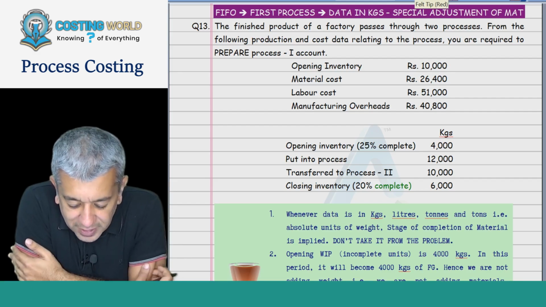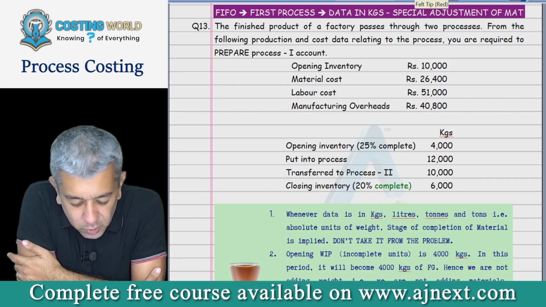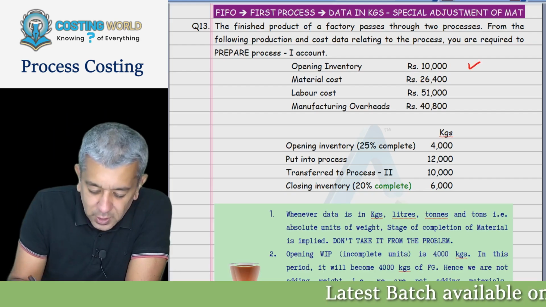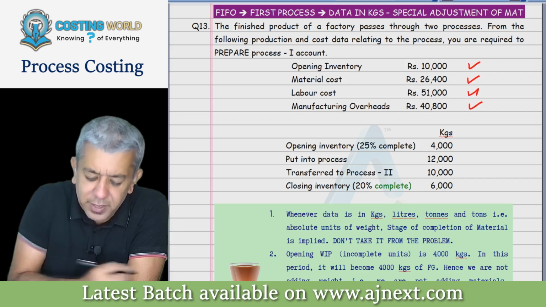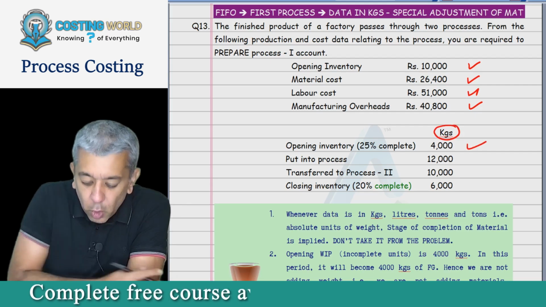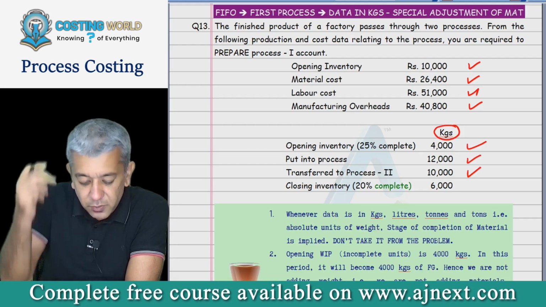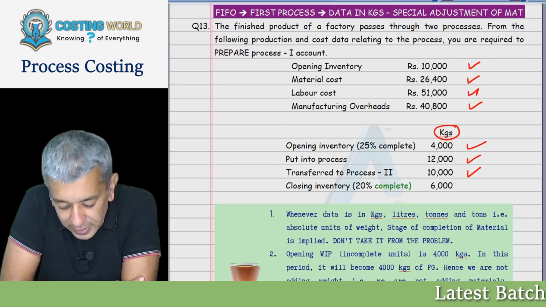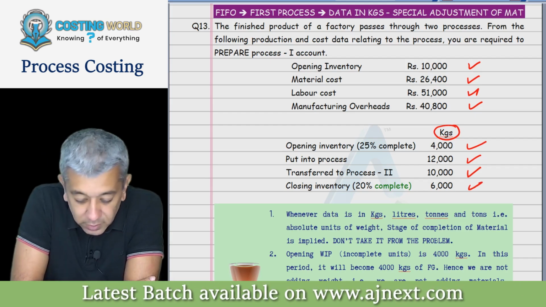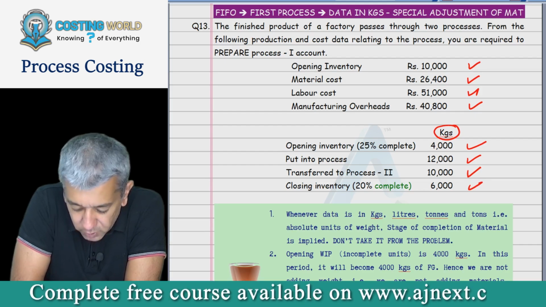The finished product of the factory passes through two processes. From the following production and cost data relating to the process, you are required to prepare the process 1 account. You have opening inventory rupees 10,000, material cost, labor cost, and manufacturing overheads, meaning factory overheads. Data is in kgs. Opening inventory 25%, put into the process 12,000, transferred to process 2 10,000, closing inventory 20% complete, that is 6,000. The question is all done. You have to prepare the process account, so let's try to prepare it.